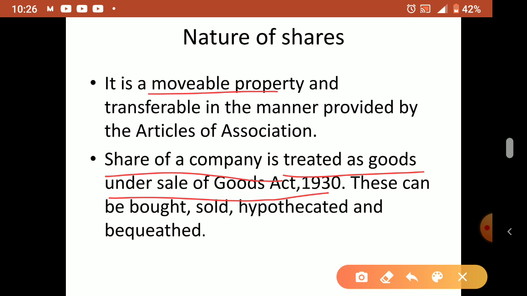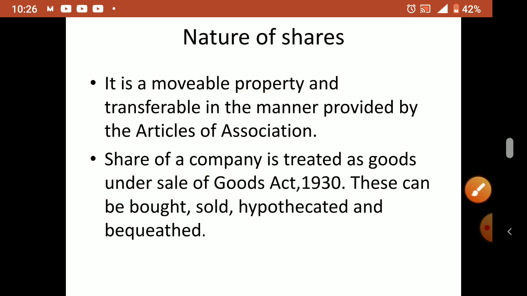This can be bought, sold, hypothecated, and bequeathed. Bequeathed means we can purchase it, sell it. Hypothecate means we can give it as a pledge in a bank. Suppose you want to take a loan, you can submit your share certificate to the bank and take a loan. That is hypothecation. Then bequeathed means, as a will. Suppose you have daughters or sons, and if you want, at your own will, to transfer this share to that person, you can transfer it. At the will of a person, that is this one. So this is the nature of shares.